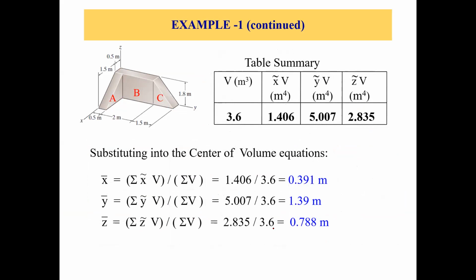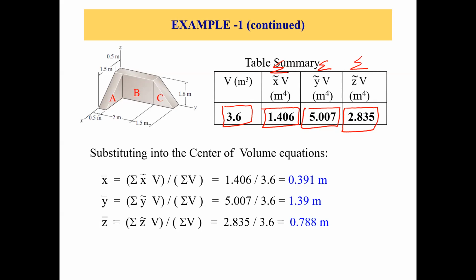Now from the previous slide, we have the total volume, 3.6 cubic meters. We have X bar times volume, Y bar times volume, and Z bar times volume, and this is the summation.